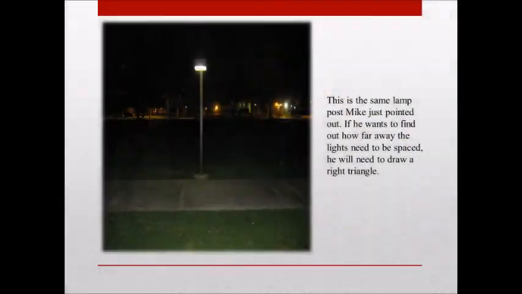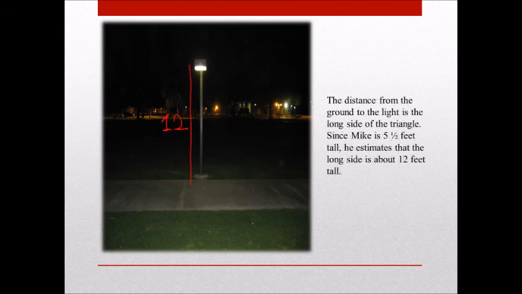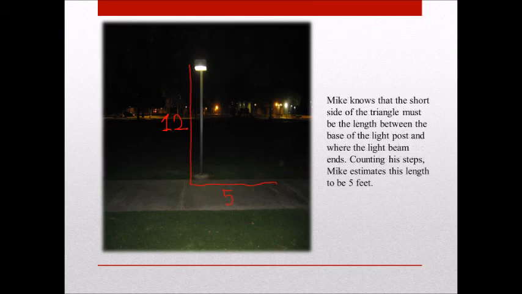Alright. This is the same lamppost Mike just pointed out. If he wants to find out how far away the lights need to be spaced, he'll need to draw a right triangle. The distance from the ground to the light is the long side of the triangle. Since Mike is 5.5 feet tall, he estimates that the long side is about 12 feet tall. Mike knows that the short side of the triangle must be the length between the base of the light post and where the light beam ends. Counting his steps, Mike estimates this length to be 5 feet.